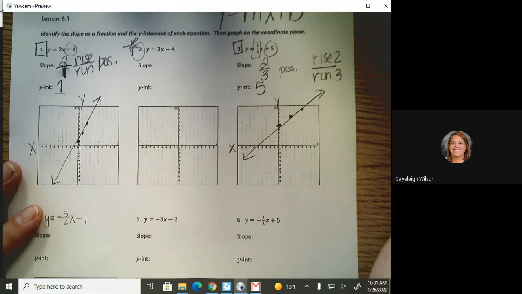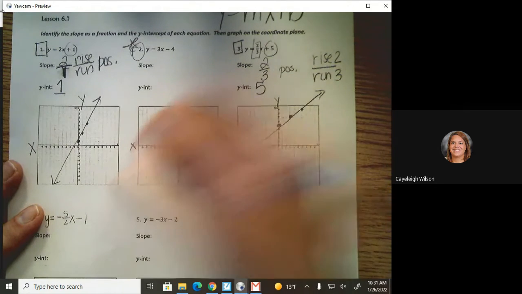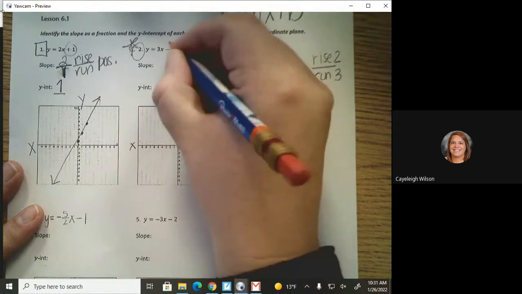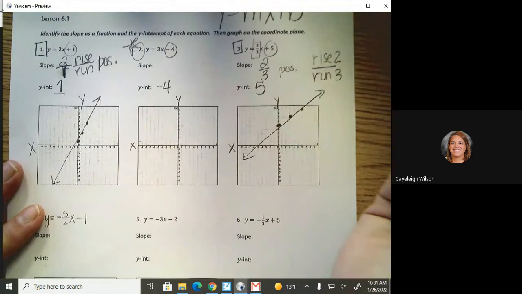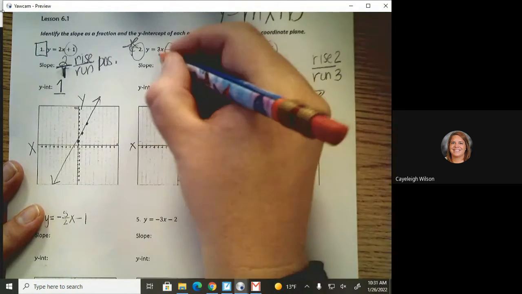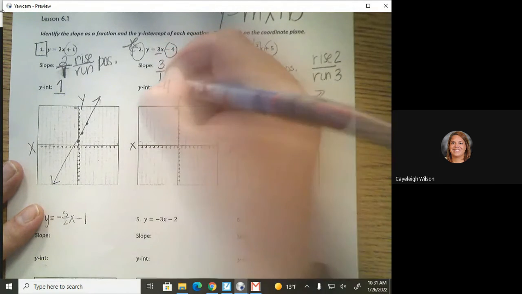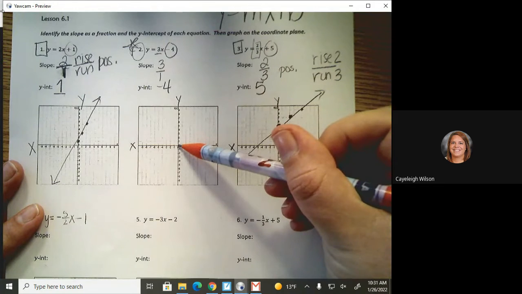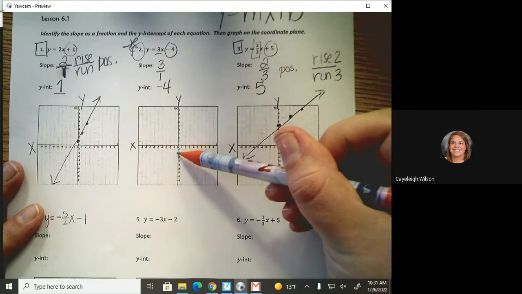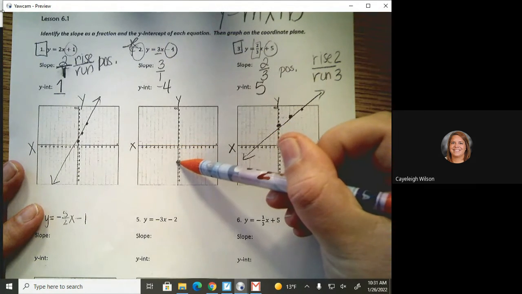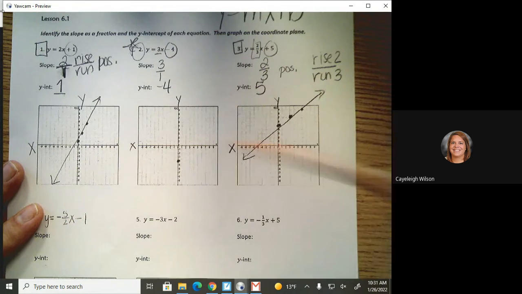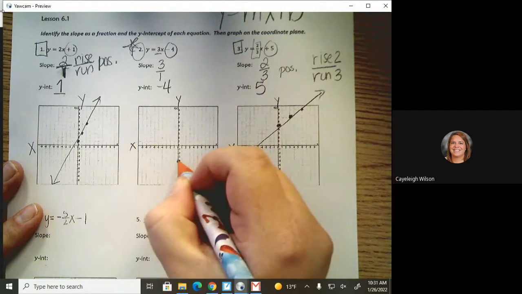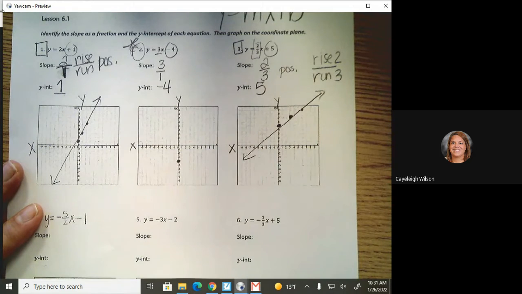All right, what's your y-intercept? -4. All right, what's your slope? 3 over 1. So on my y-intercept, I'm going to go on my y-axis and go down 1, 2, 3, -4. So there's my -4, my y-intercept.